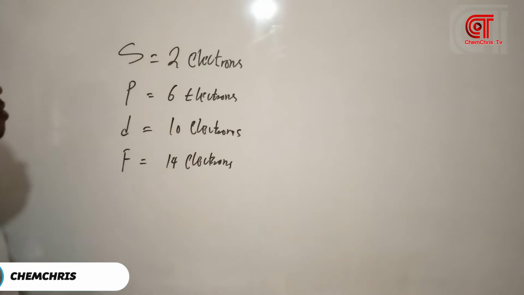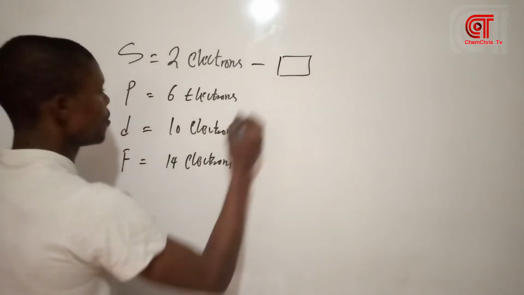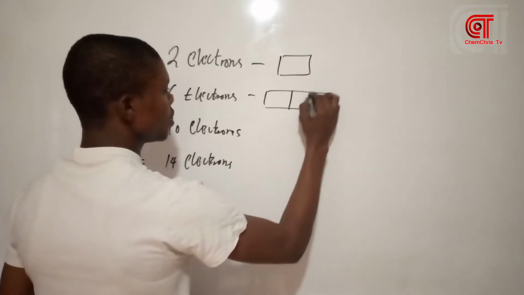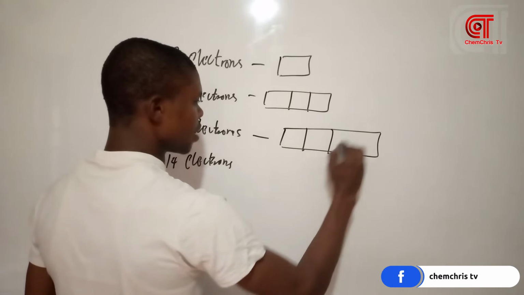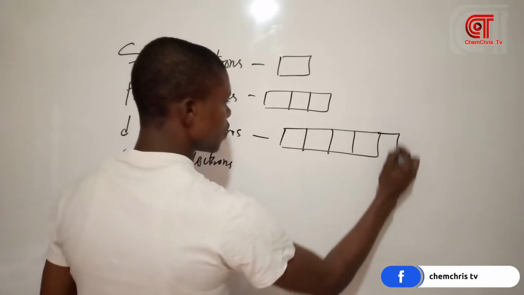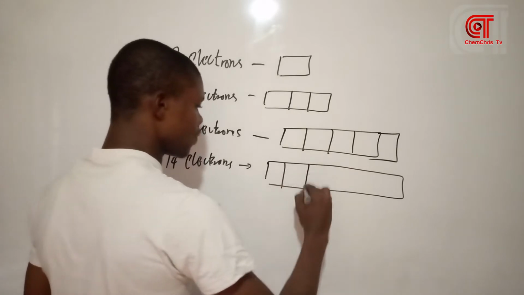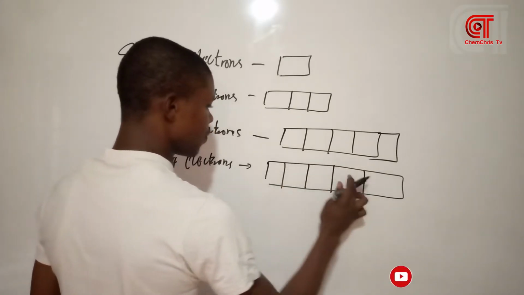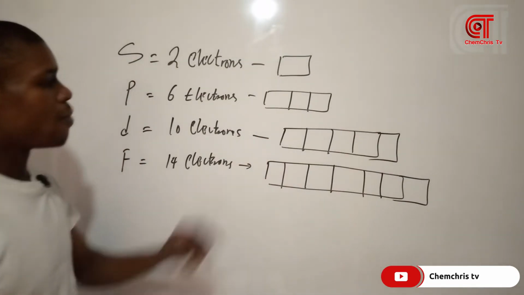Right? Remember, s has 1 suborbital, p has 3 suborbitals, d has 5 suborbitals. Then f has, not 14, 7 suborbitals. 1, 2, 3, 4, 5. So you have to familiarize yourself with this thing here.